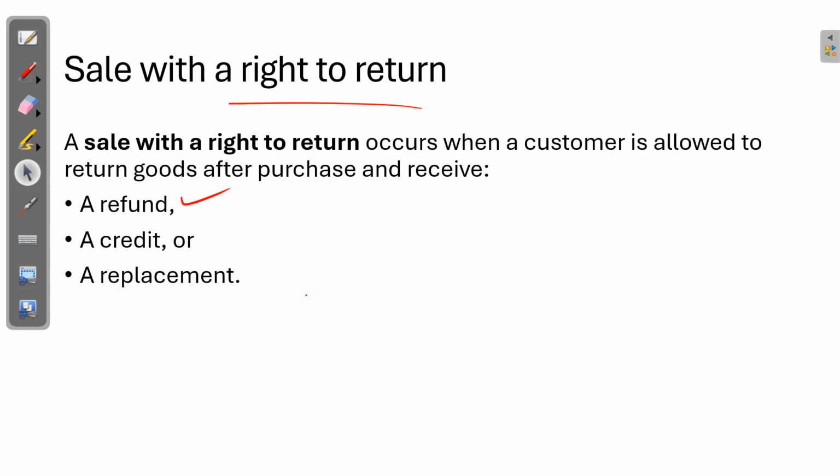You return the goods and we give you back your money. Or we can give you a credit, or we can give you a replacement. We can give you a new product to replace the one you brought. So a sale with a right to return occurs when a customer is allowed to return goods after purchase and receive a refund, a credit, or a replacement. Now as usual, how do we account for a sale with a right to return?